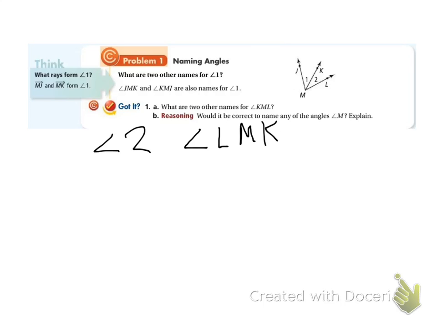And then part B says, would it be correct to name any of the angles angle M? Well, if I called it angle M, I don't know which one I'm talking about. I don't know if I'm talking about angle 1 or angle 2. So in this case, I cannot call it angle M because it wouldn't clarify which one I'm talking about.